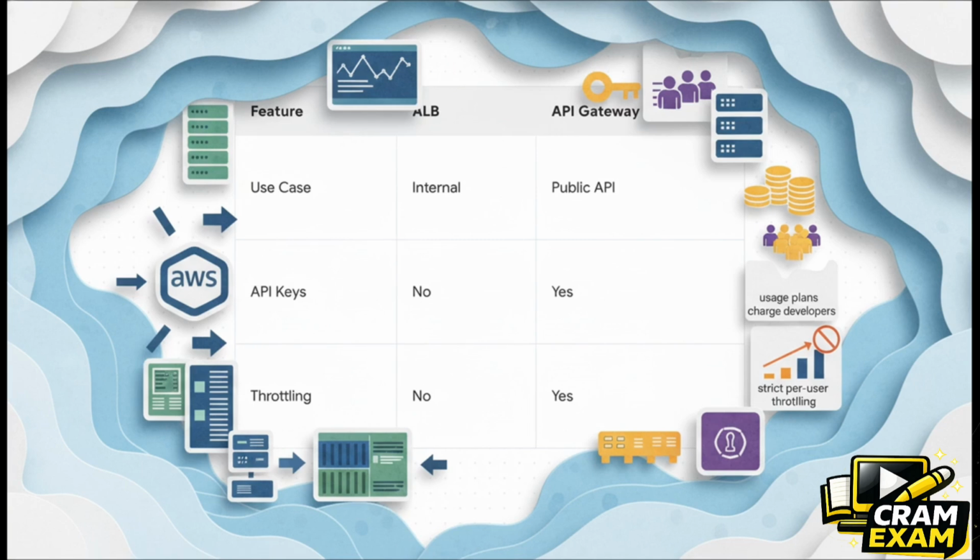But if you are exposing a public API to third-party developers, you absolutely need API Gateway. You need to hand out API keys. You need to create usage plans to charge customers based on how many API calls they make. You need strict, enforceable per-user throttling to protect your platform.